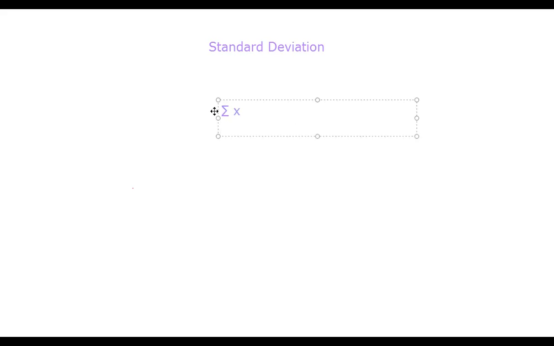Sigma x divided by small n is the formula for arithmetic mean we discussed earlier. So again, this formula will repeat here. The standard deviation is the positive square root of the mean of square deviation. So again, the arithmetic mean will repeat here. How? Let us discuss now.